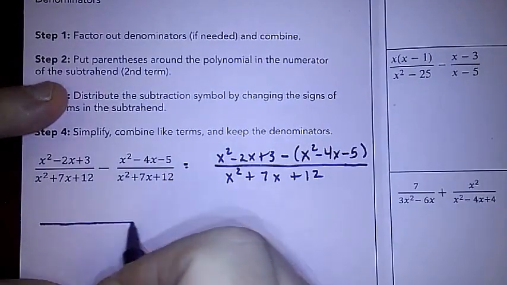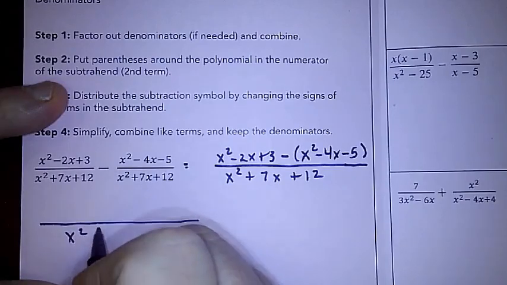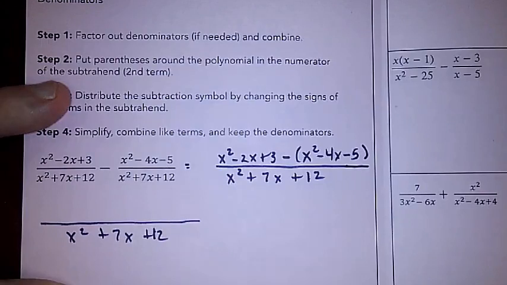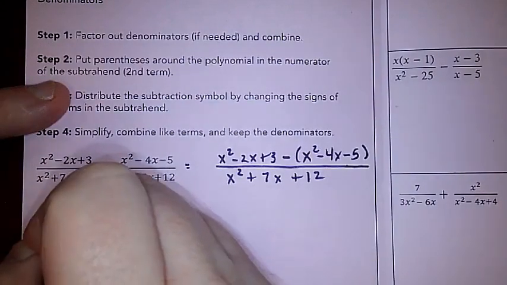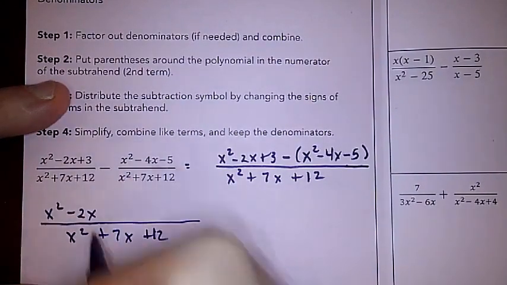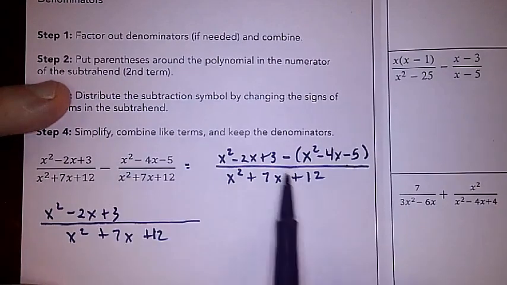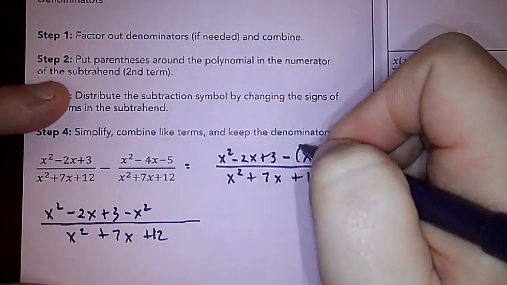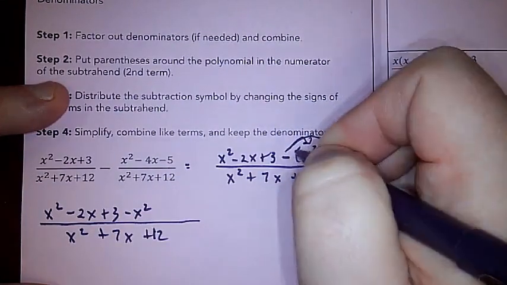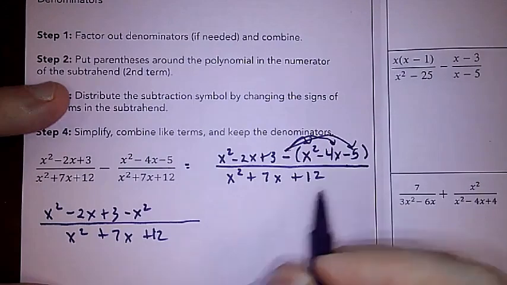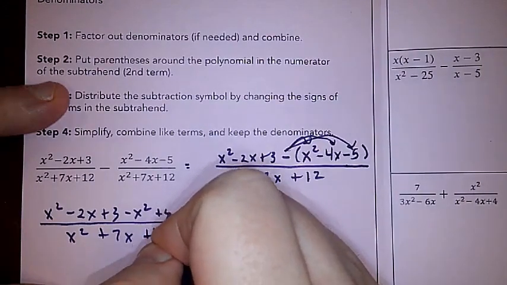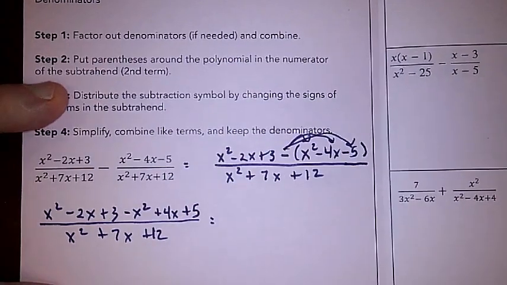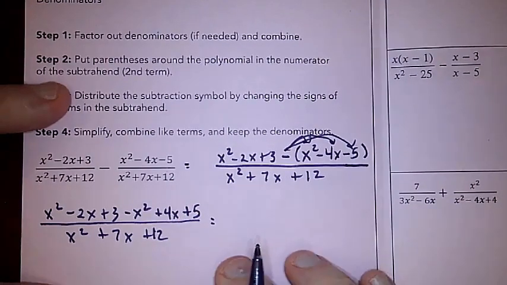So let me rewrite this fraction, x squared plus 7x plus 12 as my denominator. My numerator, I still have x squared minus 2x plus 3. Now I'm going to do my distribution. Negative x squared, because I'm just taking this and distributing to all three of these. Positive 4x, positive 5. I'm going to combine my like terms.